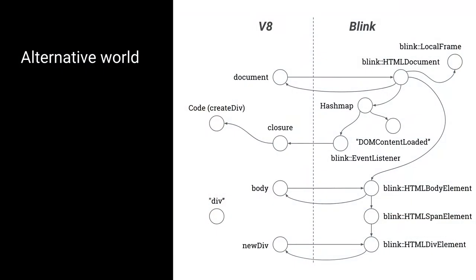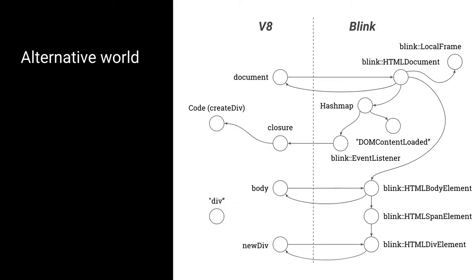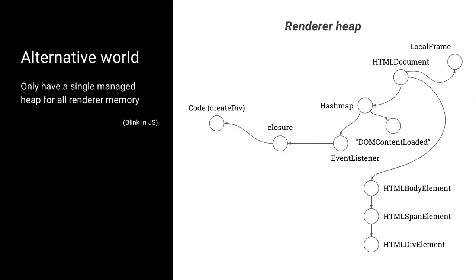I want to quickly propose something else by recalling that example and proposing that in an alternative world, that would not actually be a problem. Suppose we just have one renderer heap. It's next to impossible to do that right now. But if you had only one heap, you wouldn't have these weird wrapper-wrappable distinctions, right? You would just have one object that's your document. And you would have one body element and whatnot.